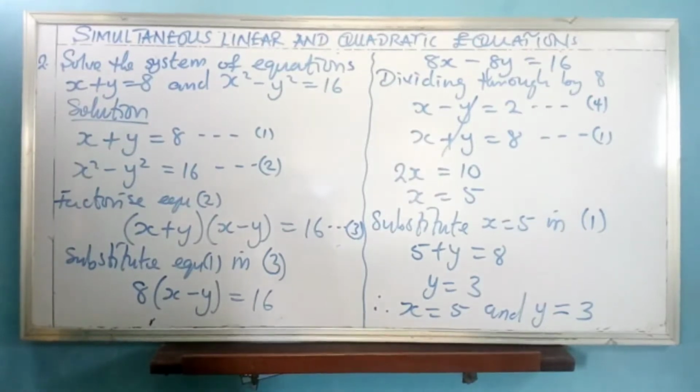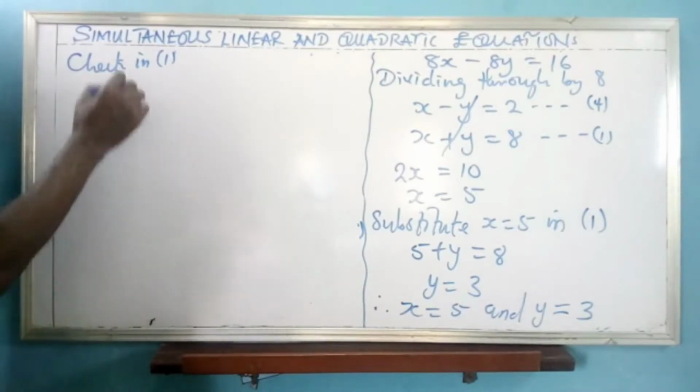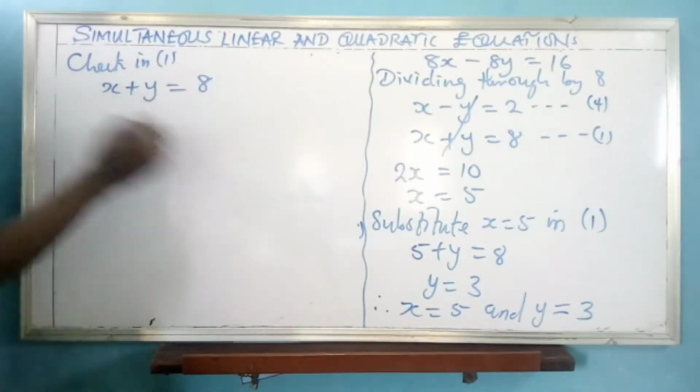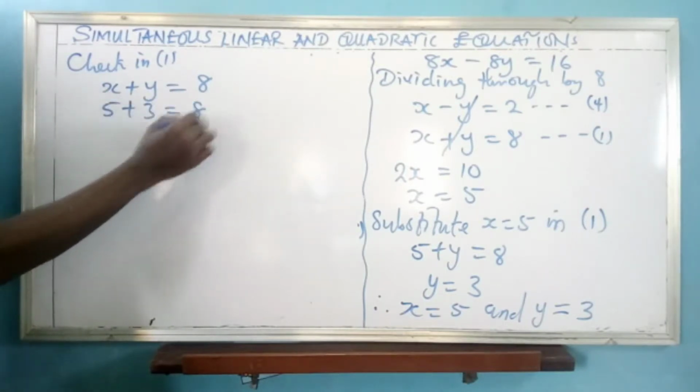Let's check our answer quickly. Let's check in equation 1 now. Equation 1 says x plus y equals 8, right? So let's put the two together: 5 plus 3. What's 5 plus 3? Equals 8. That one has gone.